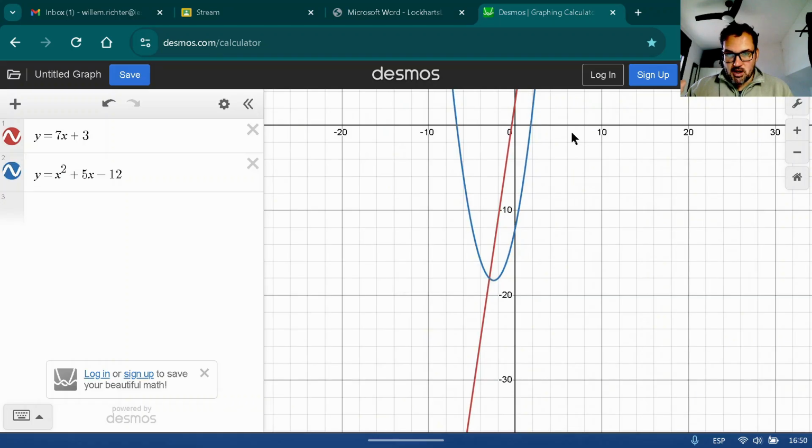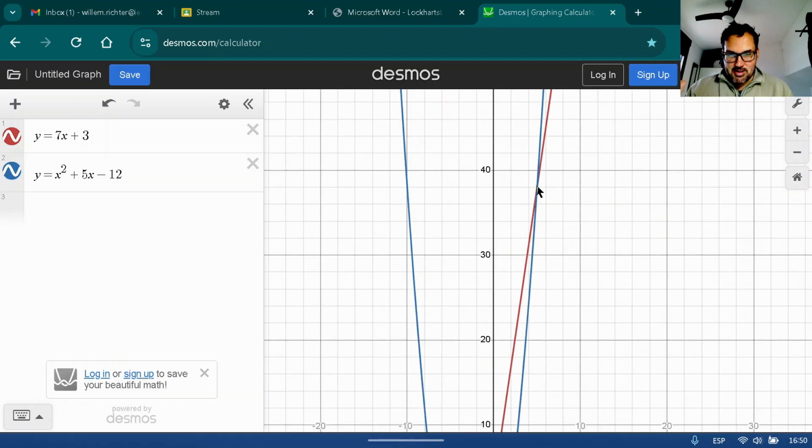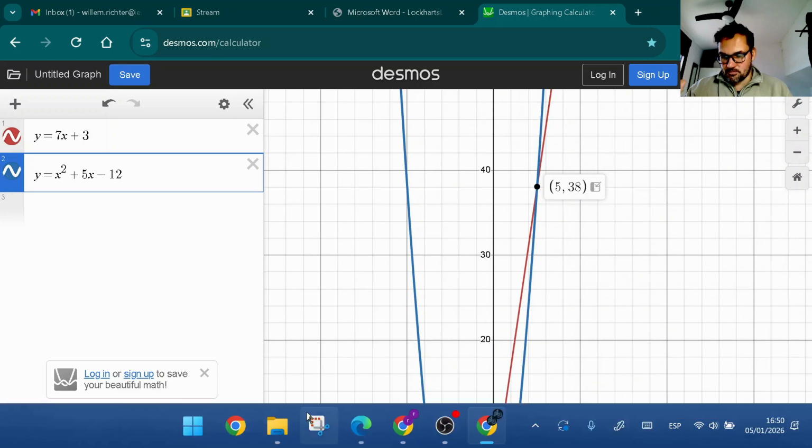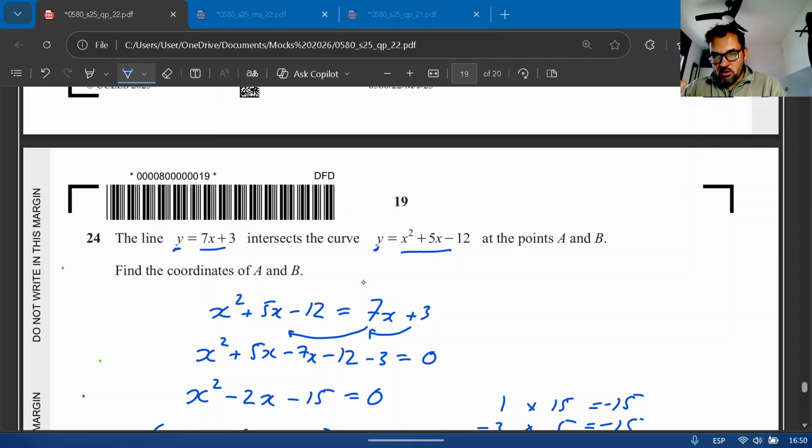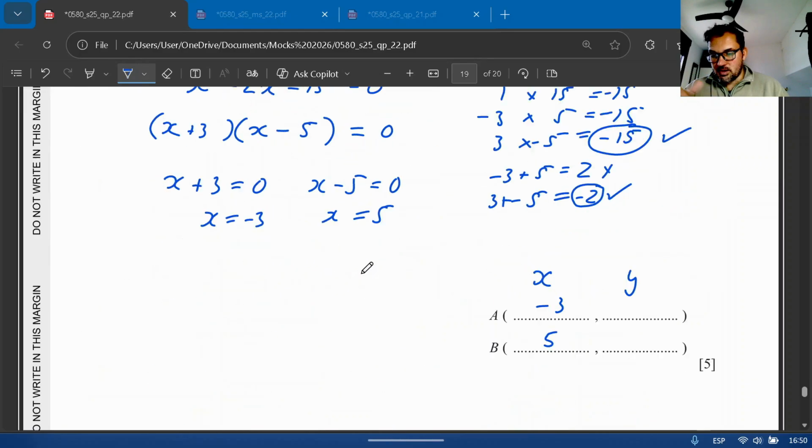Now we need to find the minus 18 and 38 without the graph. What is it there? We found the x coordinates. Now we need to find the y coordinates. Where is it? Well, there's two of them. There's one there, there's one there. Of course, this one is easier, doing y equals 7x plus 3.